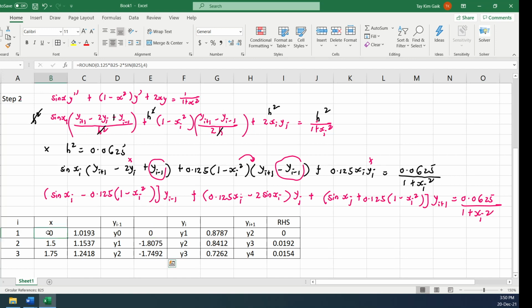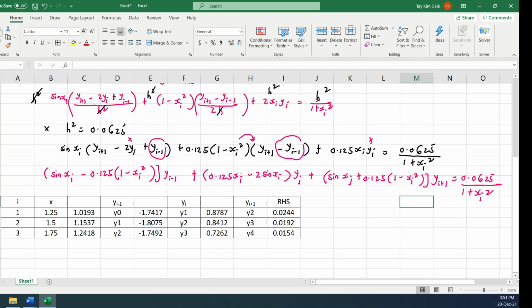I think here is wrong. This is 1.25. 1.25, 1.5, 1.75. Okay, and then this one is actually your step 3. Okay, later on the step 4.